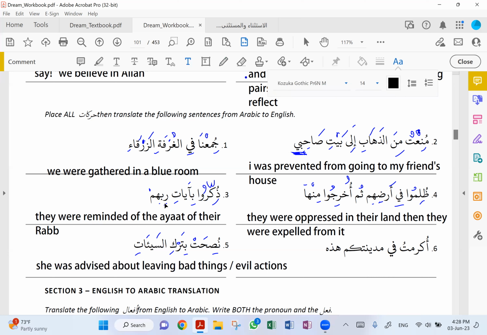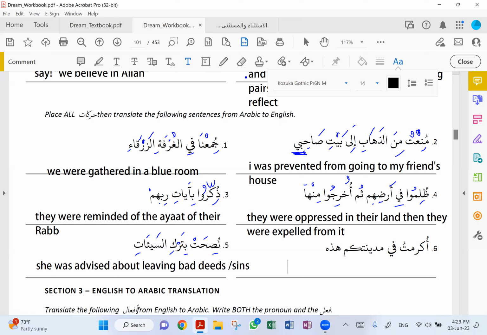Then you have Sayyat, bad deeds, I think. Bad deeds. Ah, okay. Let's do that. Sayyat could be sins. Or sins, yes. That works.